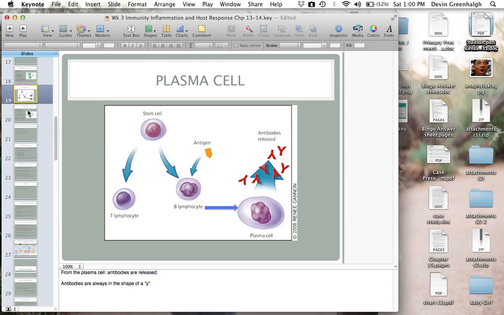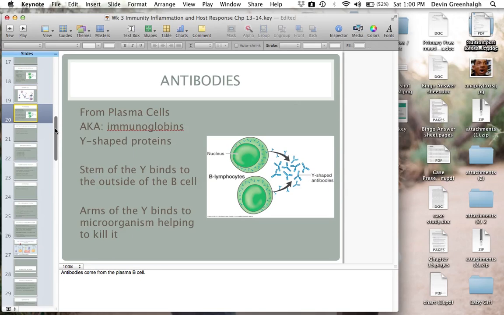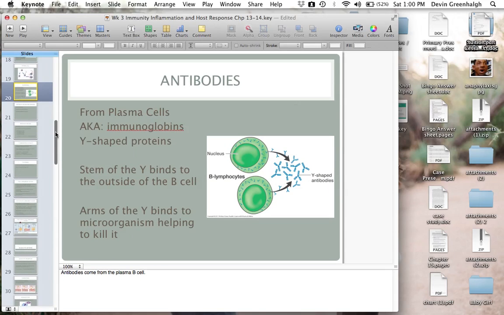We talked about antibodies being in the shape of a Y. So antibodies, Y-shaped proteins, come from plasma cells, B plasma cells. They're also known as immunoglobulins. So antibodies, immunoglobulins, same thing. The stem of the Y binds to the outside of the B cell, and the arms of the Y bind to the microorganism, kind of hugging it to inside of itself to kill it. Antibodies come from the plasma B cell.